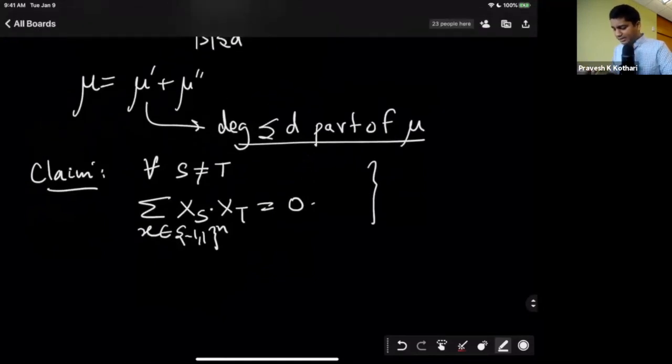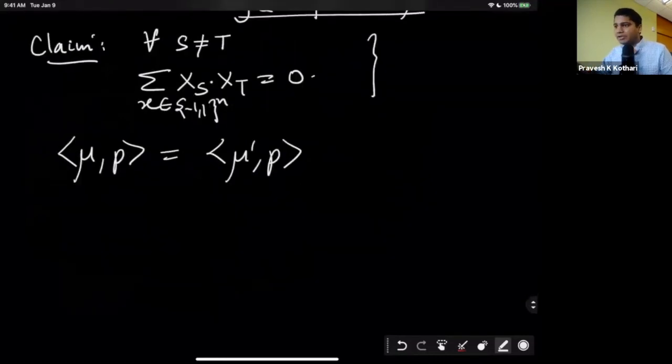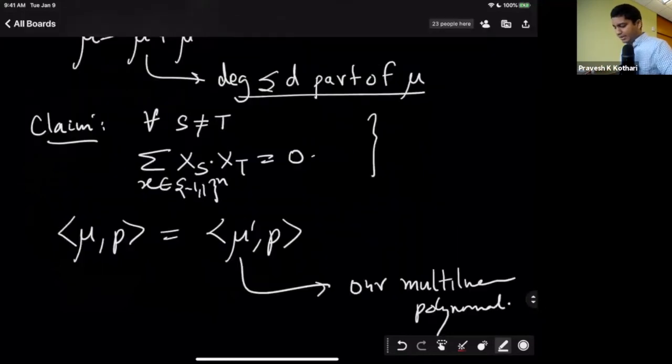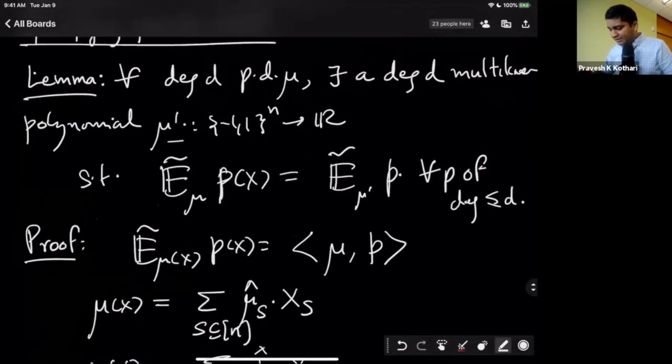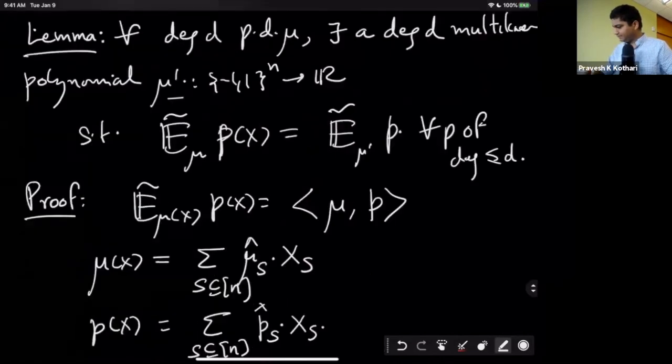If you just use this, then you observe that the inner product of mu with p actually equals the inner product of mu prime with p, because p has no terms of degree higher than d. So mu prime is basically our multilinear polynomial that functions as the pseudo distribution. Sorry I'm sketchy about this, but this is supposed to be simple. I want to go to some of the more exciting parts. But we at least learned that I can specify a pseudo distribution to you without loss of generality by giving you just n to the d numbers. Very good.